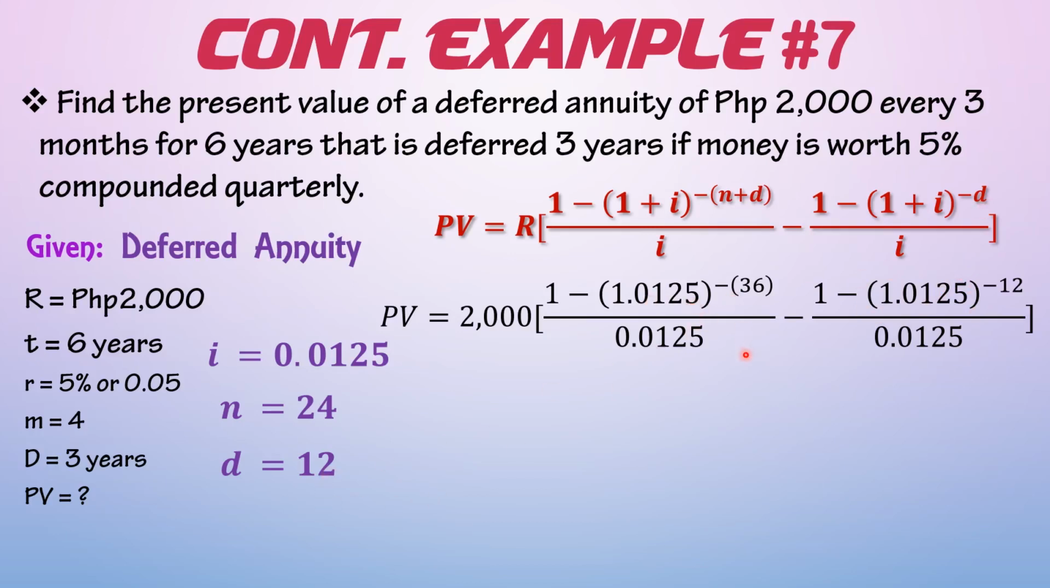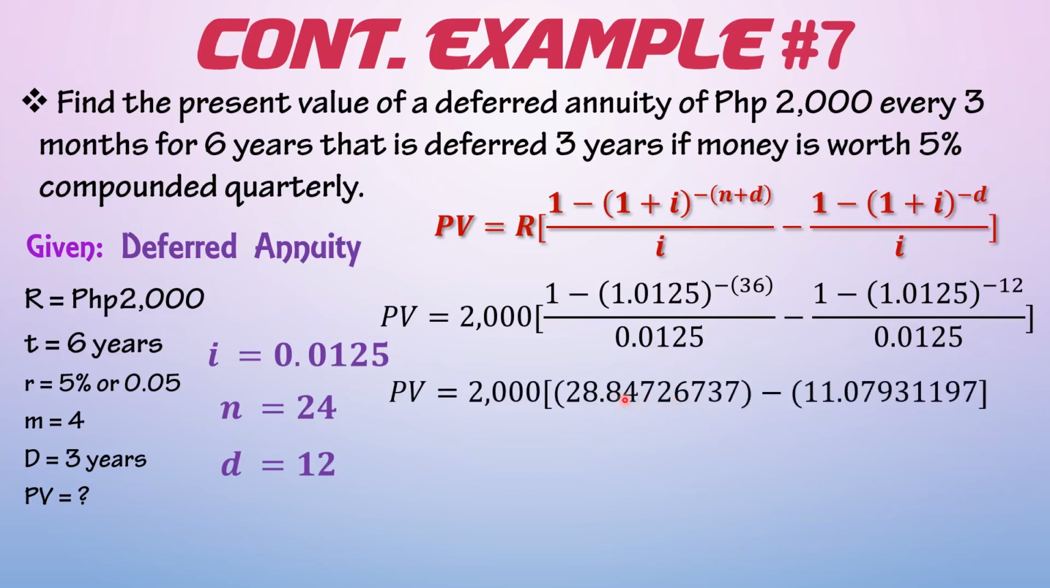So work on it one by one. We will have 1.0125 in your calculator, and then you have it raised to the negative 36. Then subtract the answer from 1, and then you divide it by 0.0125. So this will give you this value. And then for this one, you have 1.0125 raised to the negative 12. Whatever is the answer, you subtract it from 1, and then you divide it by 0.0125. So this will be the answer.